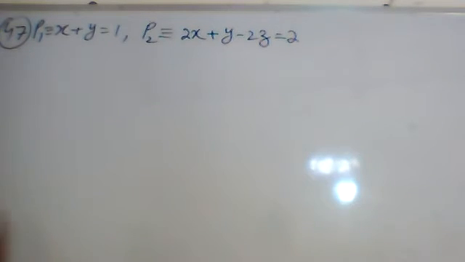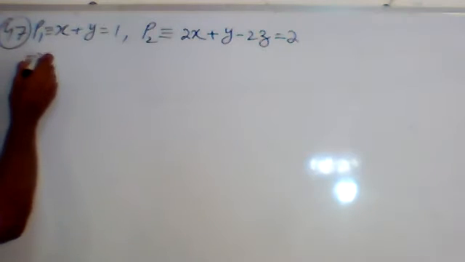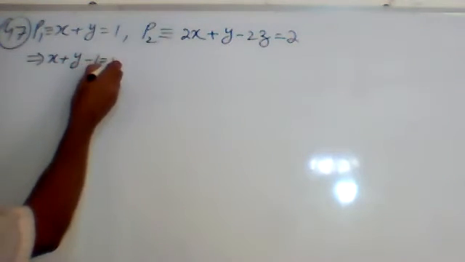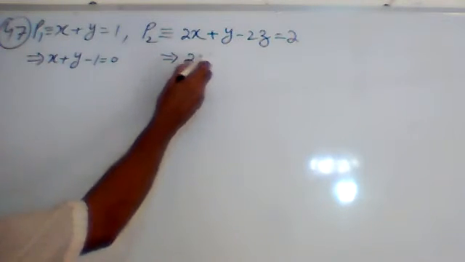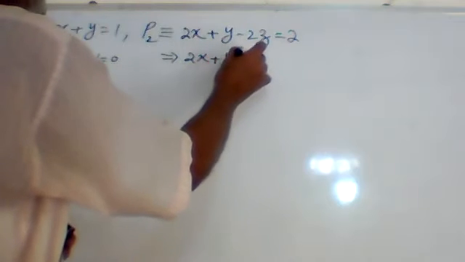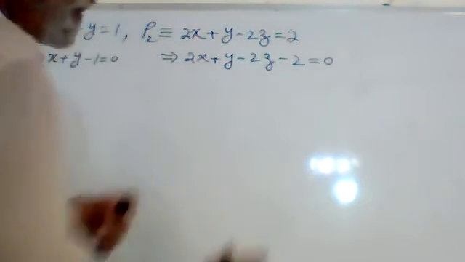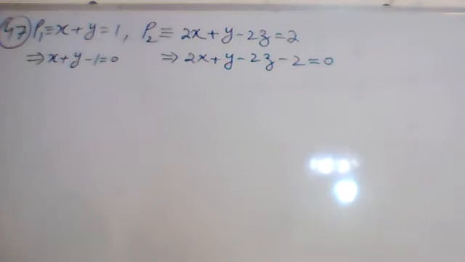First of all, we'll change it into standard form. It will become x plus y minus 1 equal to 0. And that will become 2x plus y minus 2z minus 2 equal to 0. These are the standard equations of the plane.